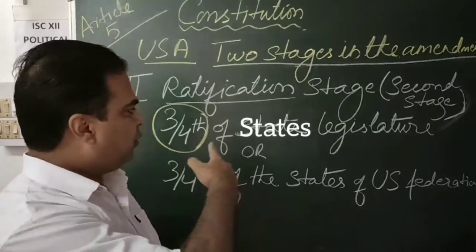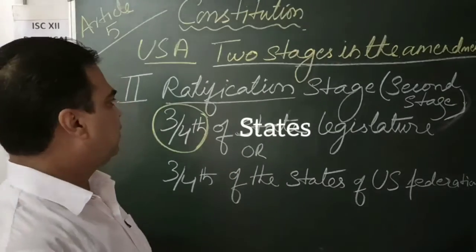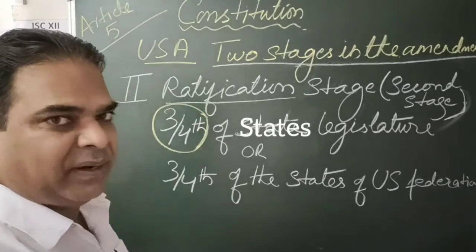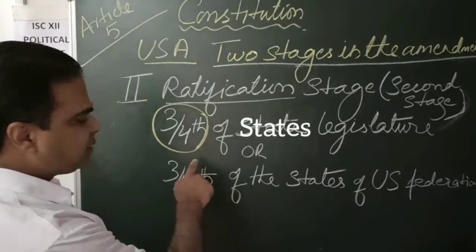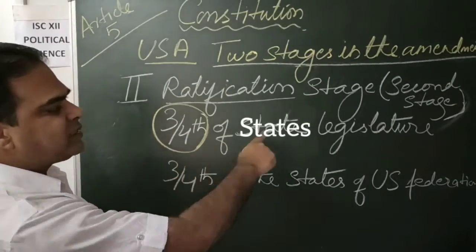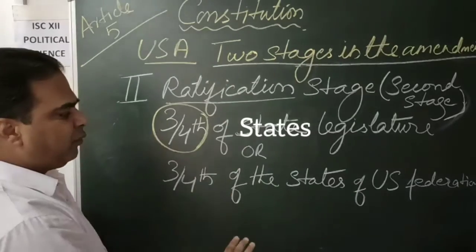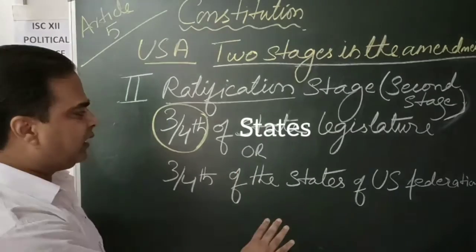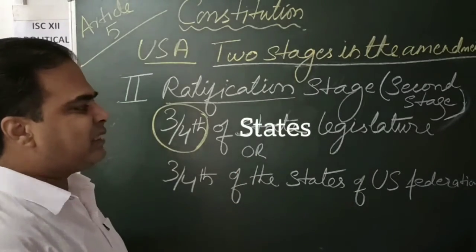So this is the process of US amendment of the second stage. We were discussing three-fourths of the state legislatures. Please don't get confused with this, okay? I'll explain it clearly. Three-fourths of the state legislatures.